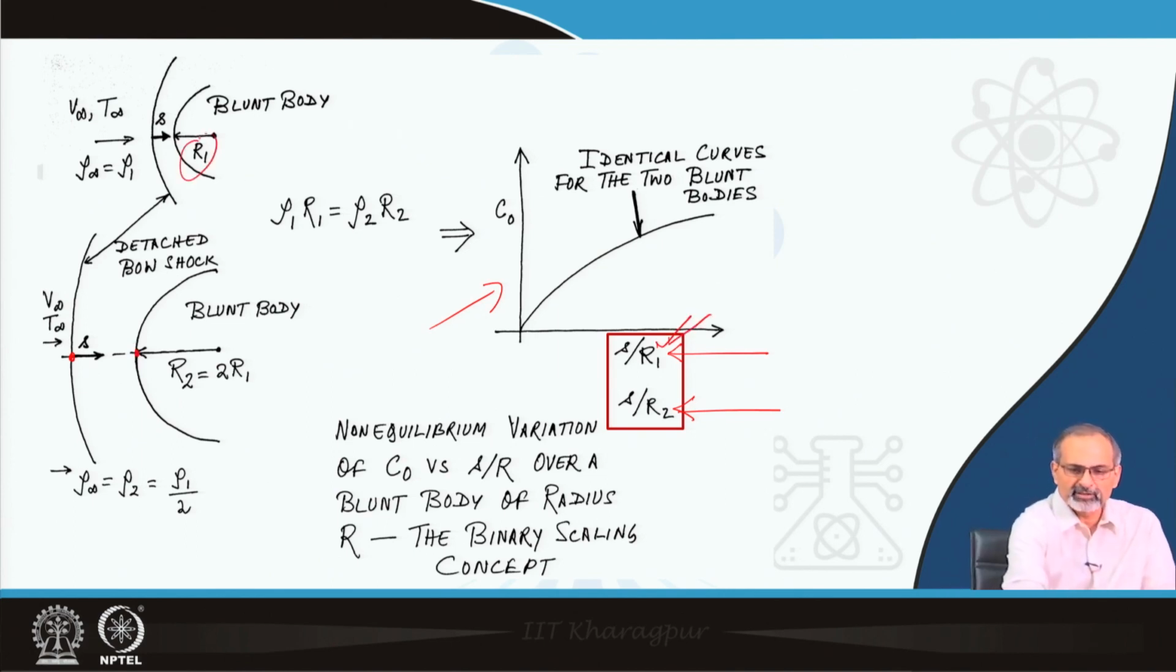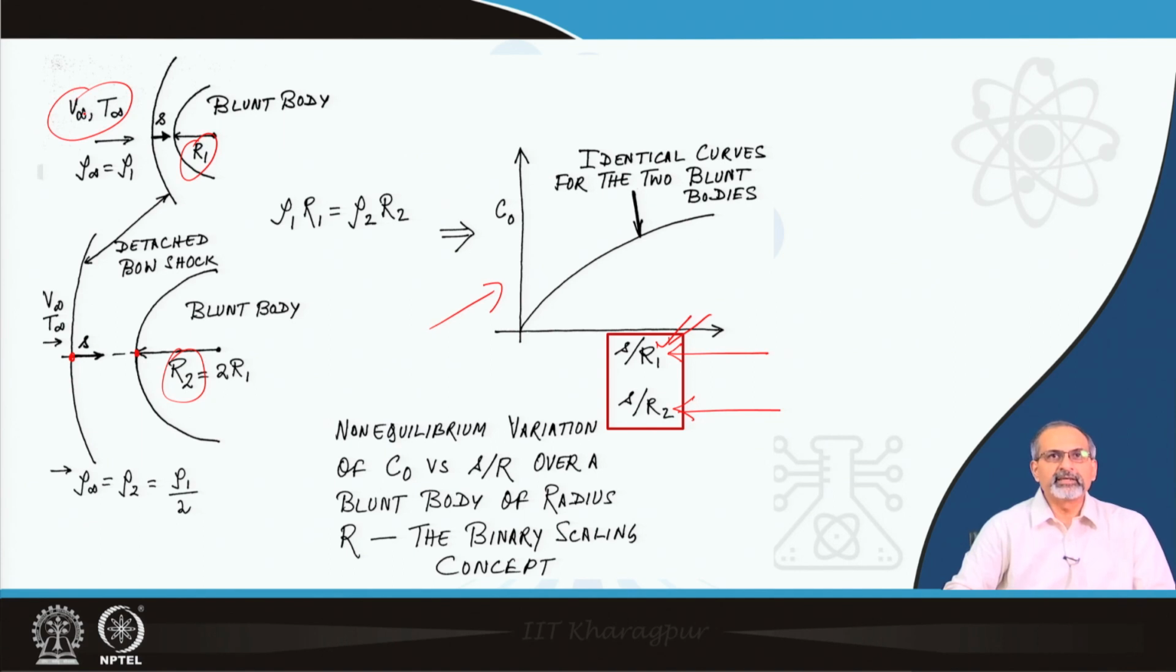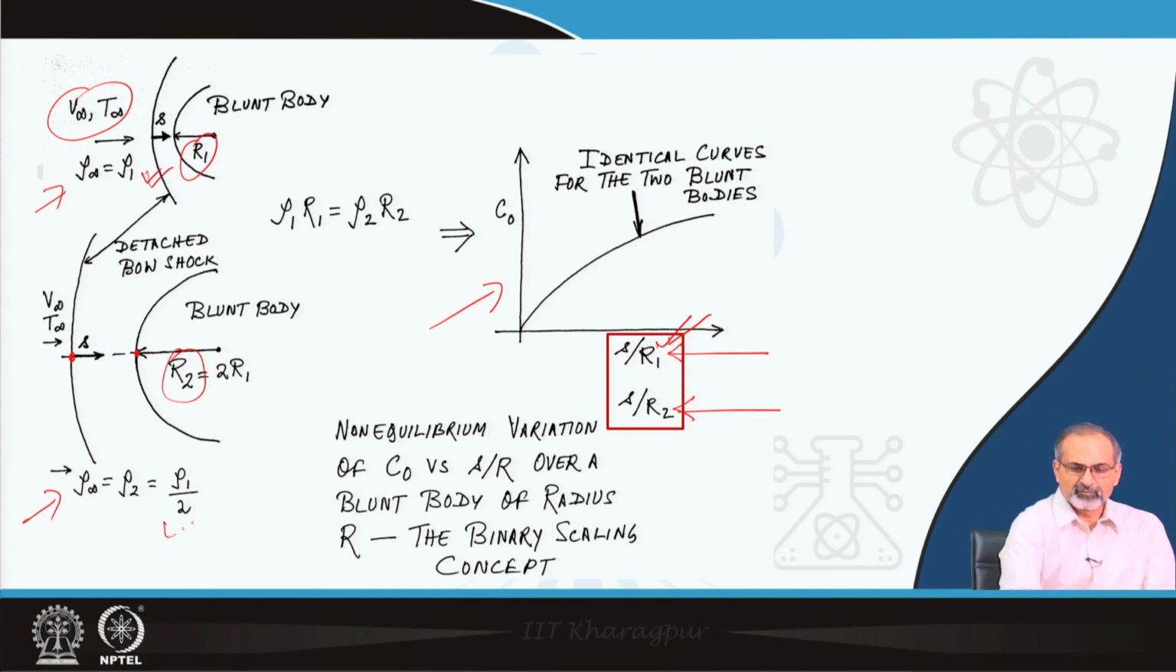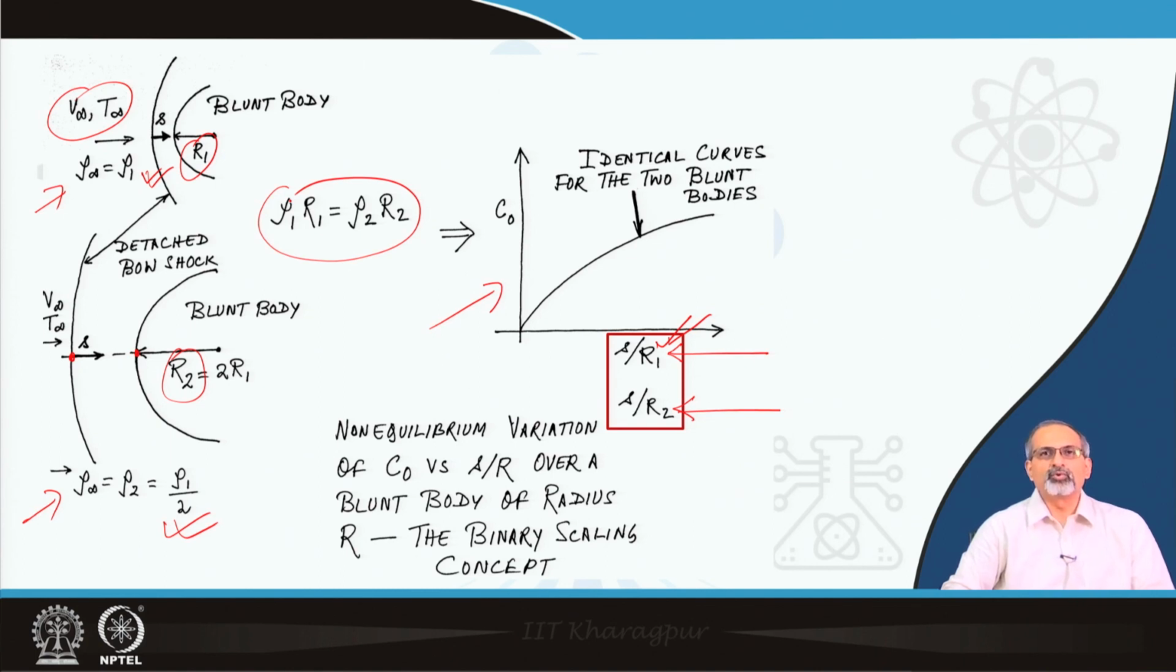So, you have two blunt bodies, one with radius R 1, the other with radius R 2, which is just double of R 1, and you find that the approaching flow has identical u infinity and T infinity, but the rho infinity from the upstream flow differs. In the R 1 radius case, rho infinity is rho 1. With the R 2 blunt body case, the rho infinity is rho 2, which is half of rho 1. You notice that incidentally rho 1 R 1 equals rho 2 R 2, which means the rho R constant condition has been maintained for both the cases.